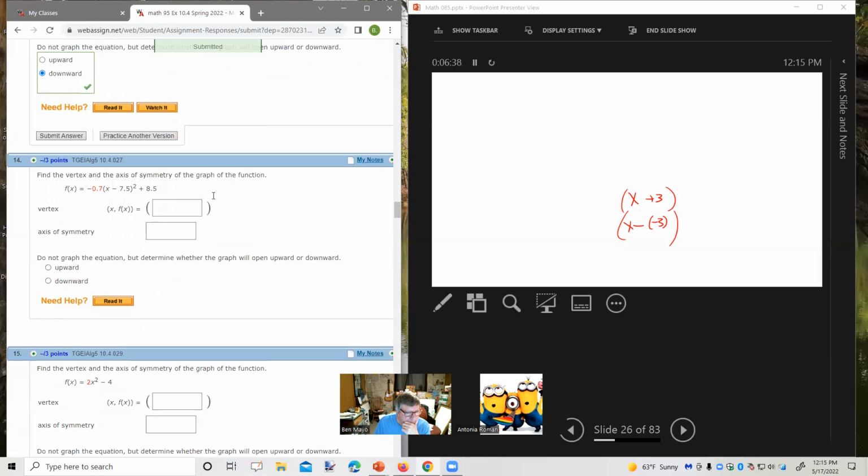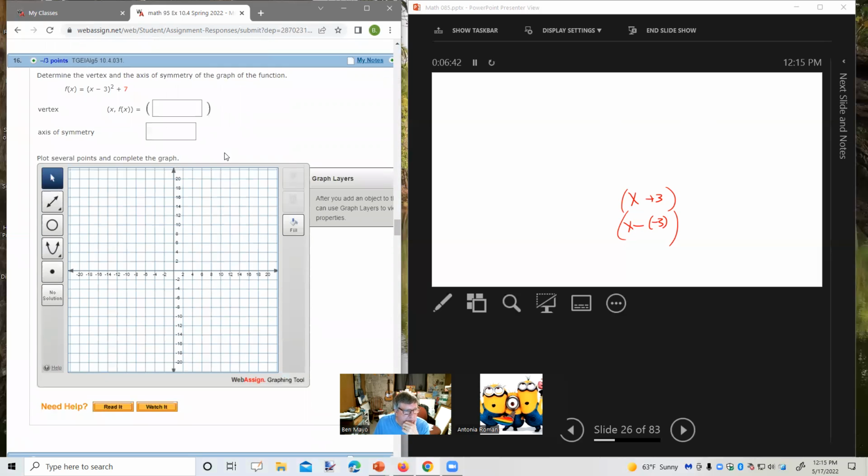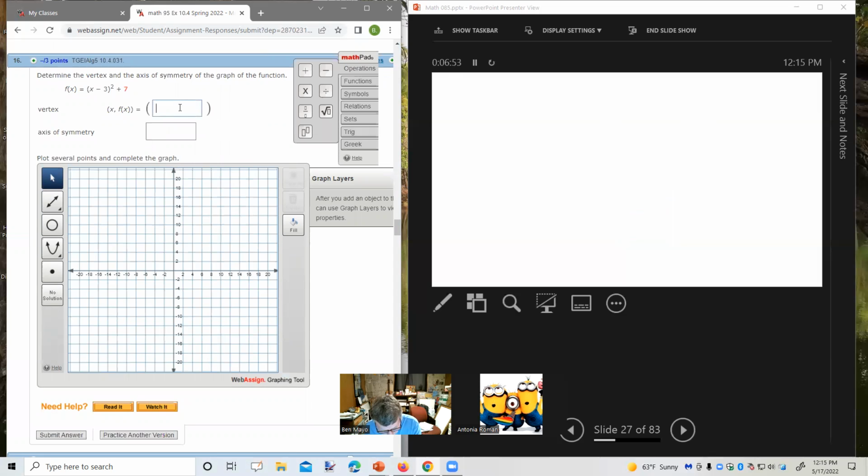All right, now, this is super important, how to graph in WebAssign, all right? So the vertex is going to be at 3, 7, okay, h, k. The axis of symmetry is at x equals 3, all right? You okay with that part?